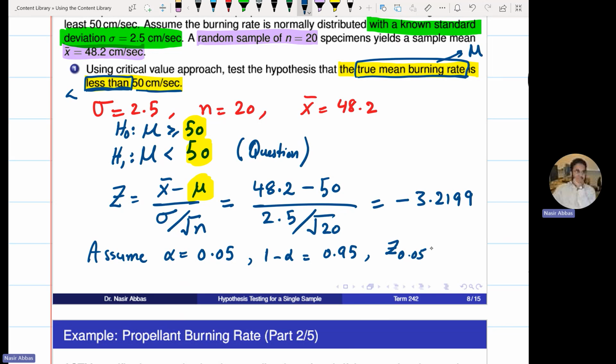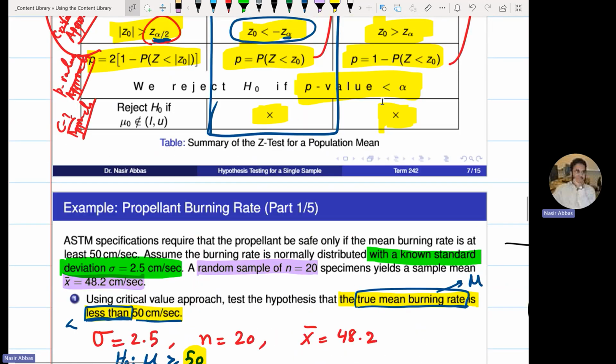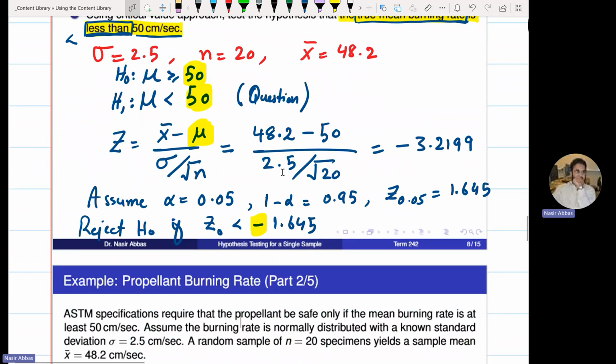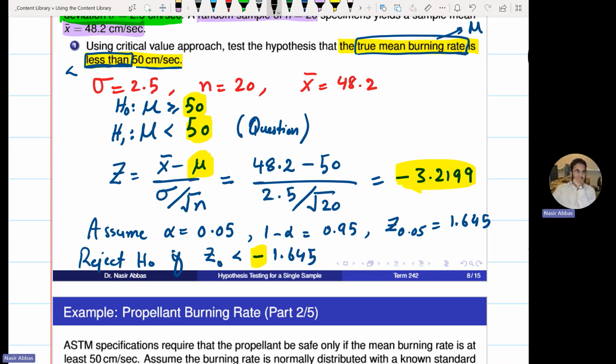Z 0.05 is 1.645. So the rule becomes that we will reject H naught if my value of Z is less than minus 1.645. This minus is coming from the table there, less than minus Z alpha. Now, is your value less than minus 1.645? Is it less than minus 1.645? Yes.